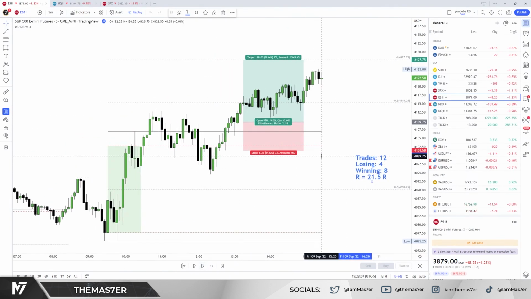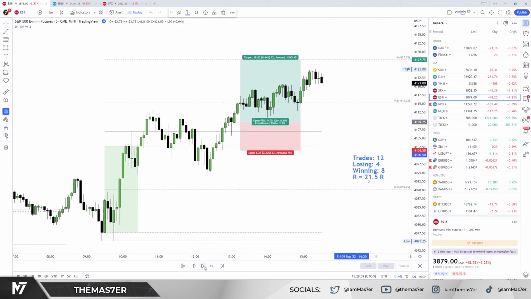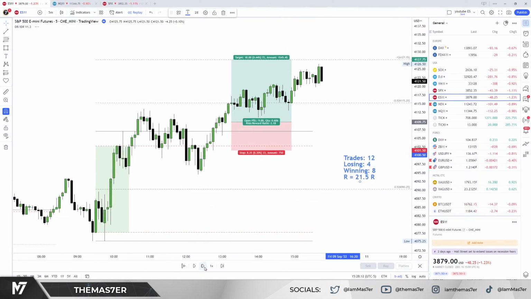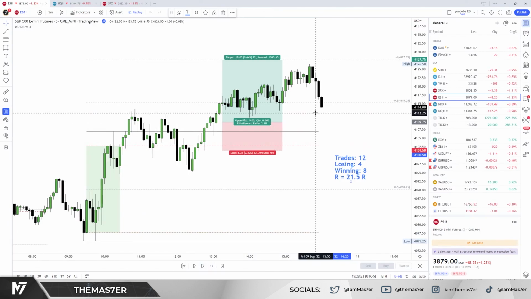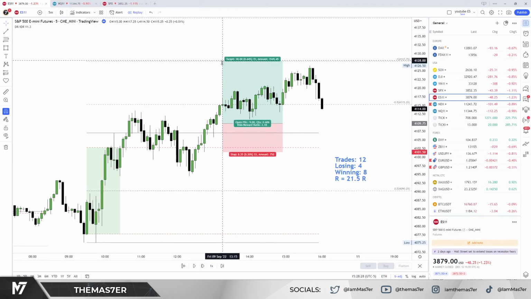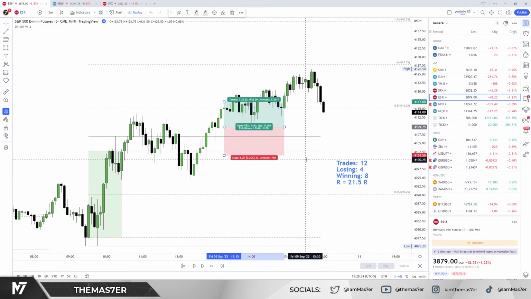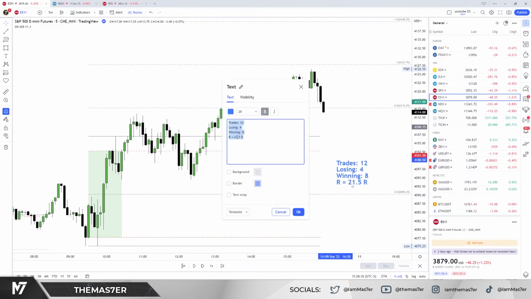So what time is it? Yeah, we're almost about to close the session. So that was the last candle, so we would close because the session is ending here. That would be 0.88, so let's be generous. Another R on top of it, another winning trade.